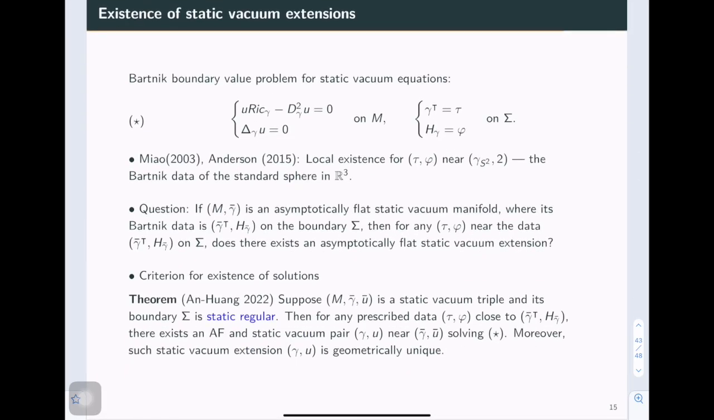In a recent joint work with Lanshan Huang, we prove a sufficient condition for the existence of solutions to this system. We introduce a technical condition called static regular boundary, and we show that given a general background static vacuum triple, if its boundary is a static regular boundary, then for any prescribed data tau and phi which are close to the background Bartnik data, there always exists an asymptotically flat static vacuum pair which solves this system with prescribed data tau and phi here. Moreover, this solution is also close to the background solution bar gamma, bar u, and locally it is geometrically unique.